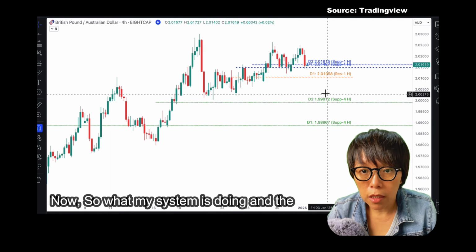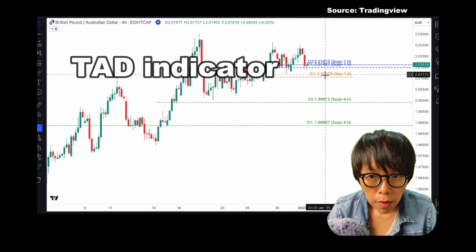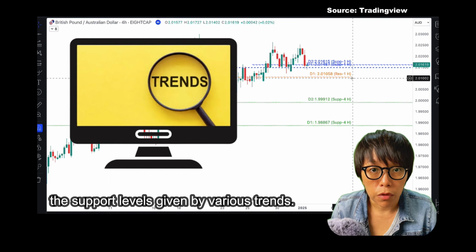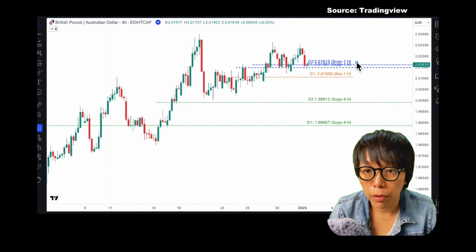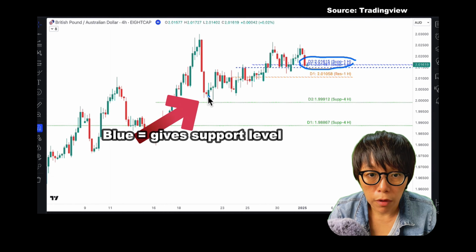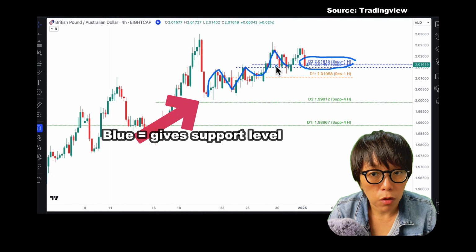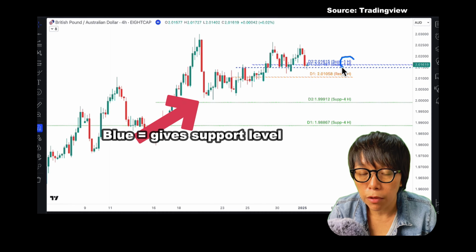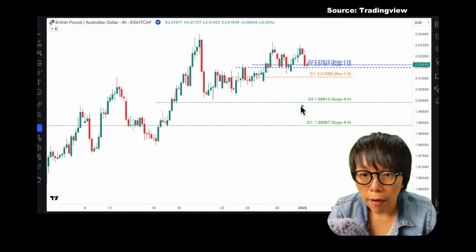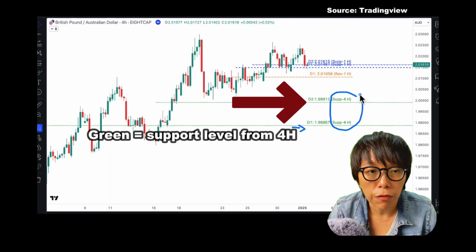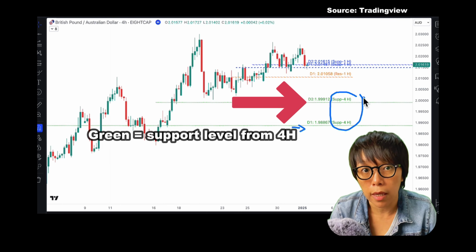Now what my system is doing, and the system is called TAG, is that it monitors the support levels given by various trends. The blue one gives us the support level of this minor trend. It's always like that, because how do I know that this is a minor trend? Because these are the support levels that come from the 1 hour structure. Now take a look at these green ones. These are the support levels that come from the 4 hour structure. That's the higher time frame.